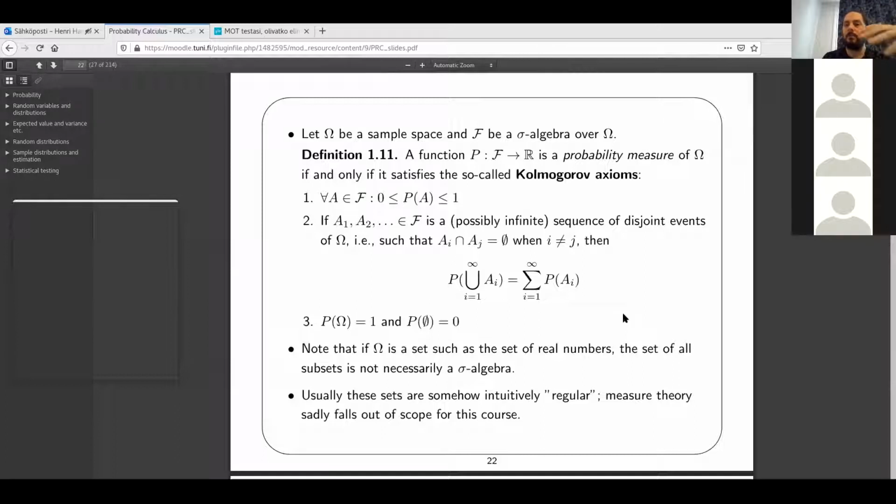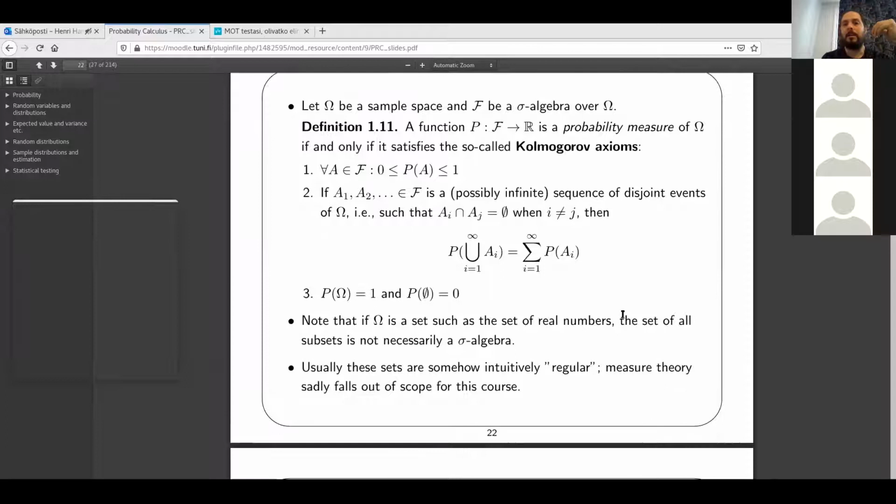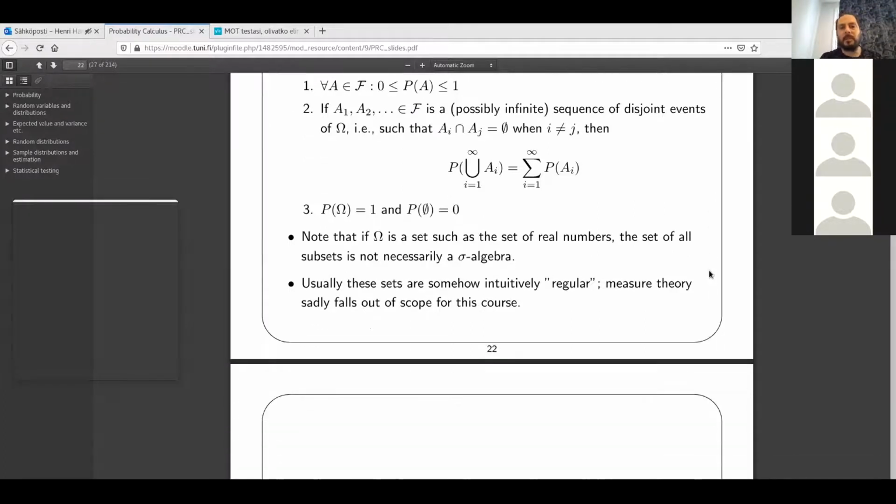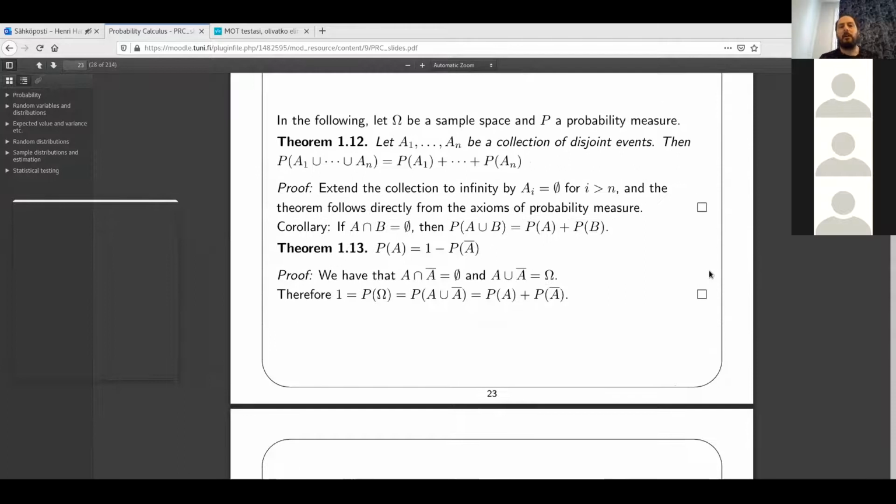And the probability measure is a measure for each event. It's between 0 and 1. And disjoint events, their probabilities add up. And the whole space, you know, something happening, this P(Ω), that's 1. And nothing happening has probability 0.